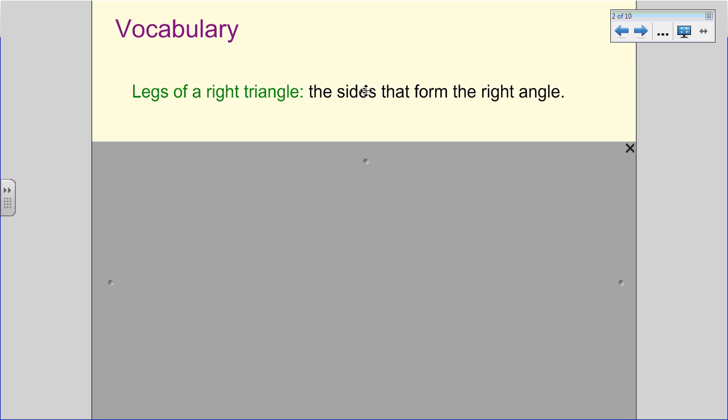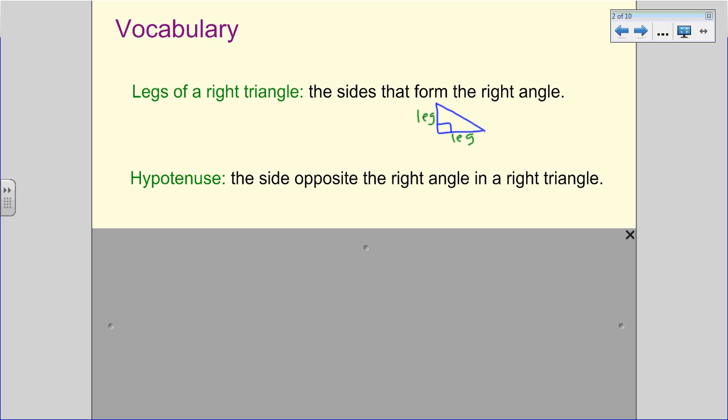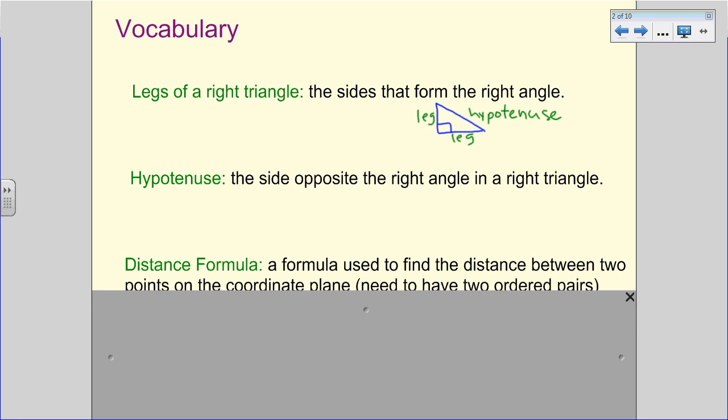The legs of the right triangle. So once again, we saw this yesterday with isosceles triangle. We talked about legs. They're the sides that form the right angle. So if we take a look at a rough sketch of a right triangle, these two sides would be our legs. The hypotenuse then is the side opposite the right angle in a right triangle. So this is the hypotenuse. So in a right triangle, you always have two legs and one hypotenuse.